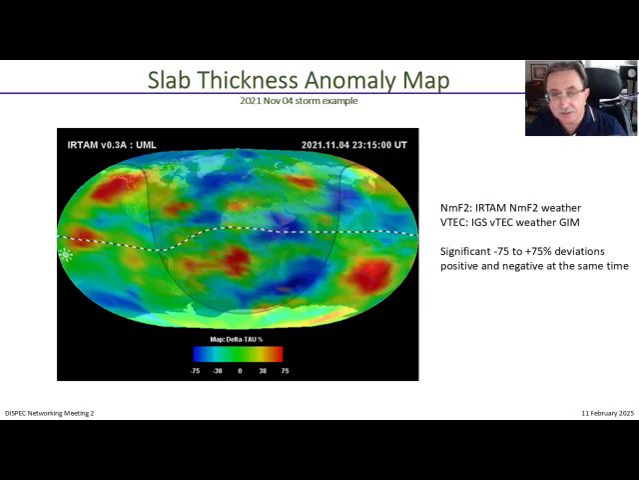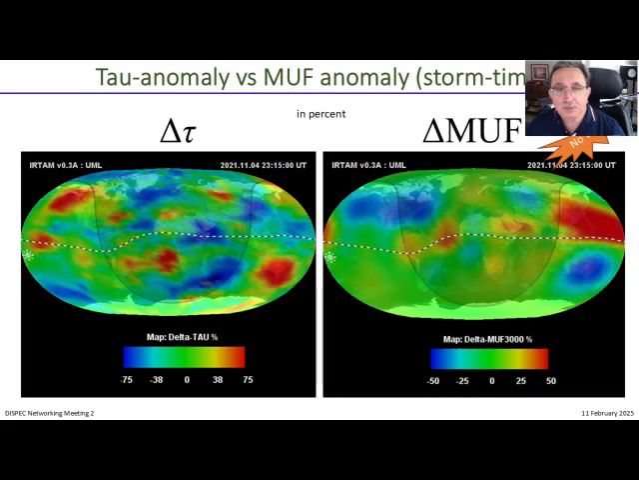Well, granted, this is a storm time ionosphere, but how is this Persian rug pattern possible? What are these anomalies? Are they even real? So to test the sanity of our computations, I plotted the anomaly map of MUF 3000 next to the anomaly map of tau.